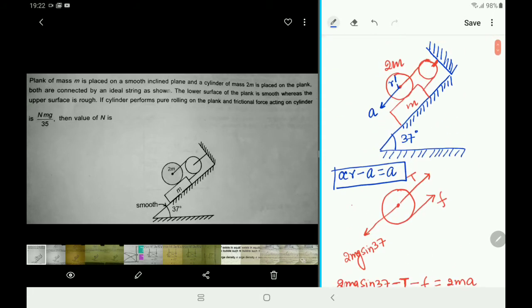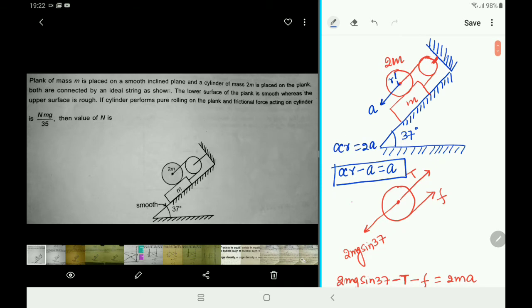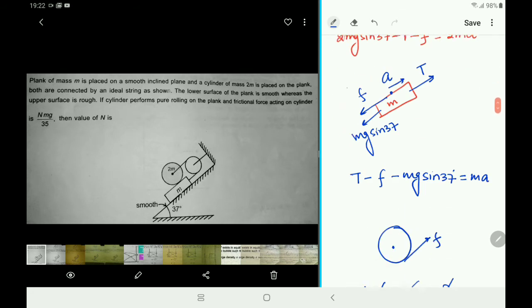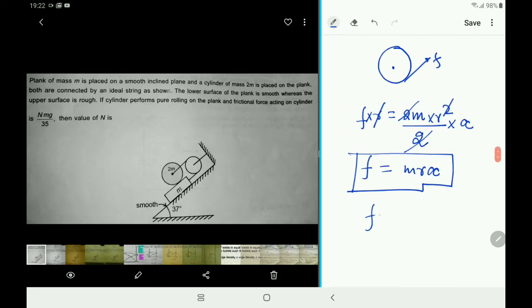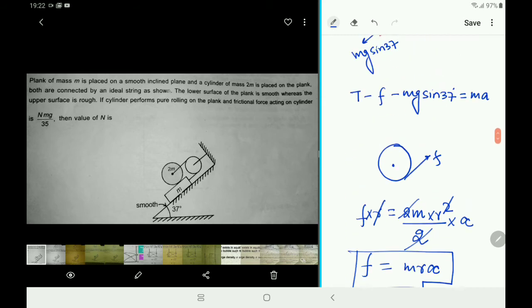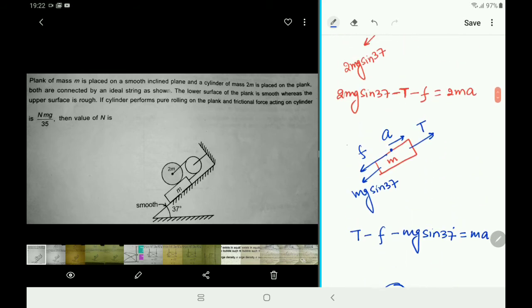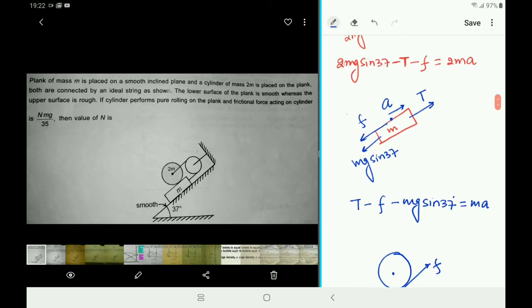alpha R minus a is equal to a, right? The acceleration of the cylinder relative to the block has to be at rest. The contact point of the cylinder and the block has to be at rest for pure rolling. So this was the crux of this question. If you are able to write this constraint, alpha R minus a is equal to a, half of the problem is solved. So alpha R becomes 2a.